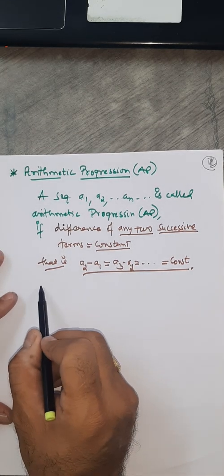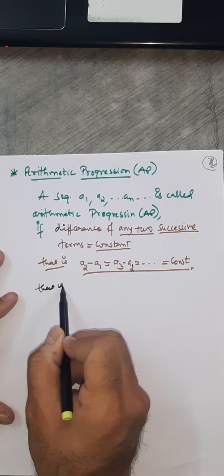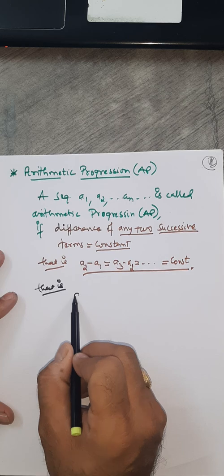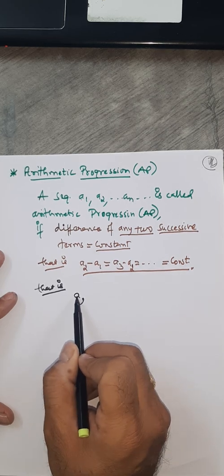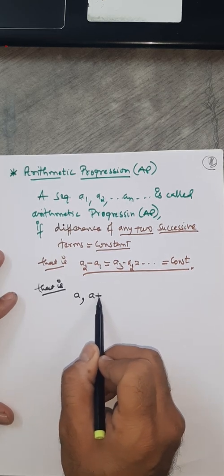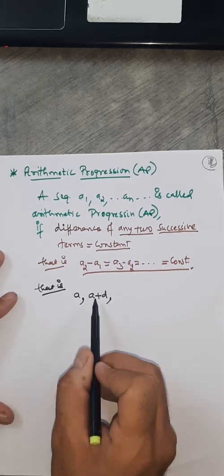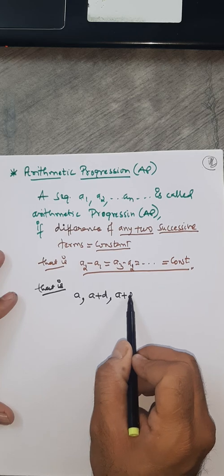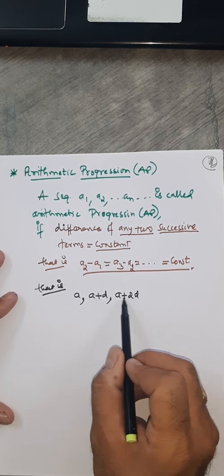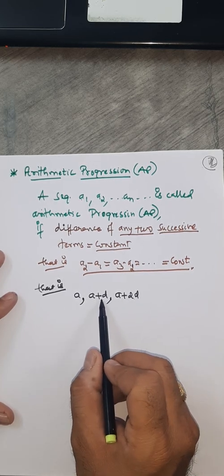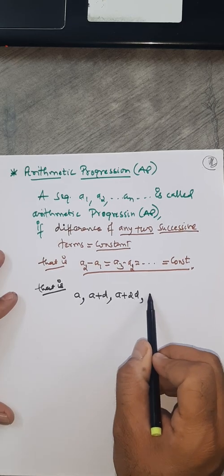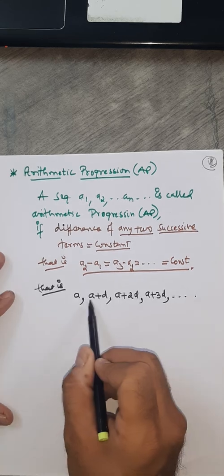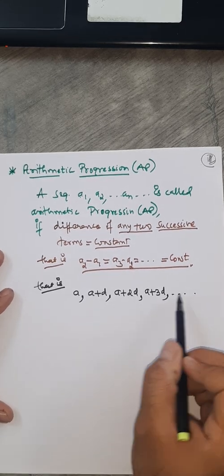What is the meaning of this? That is, here if I start with the first term A, then the next term must be A plus something. So usually we write it with D. Now you say difference is D. The next term must be A plus 2D. Now you see the difference. It is A plus 2D minus A plus D. It is again D. So next will be A plus 3D and so on. Just by adding that D, you will get the next term of the sequence.